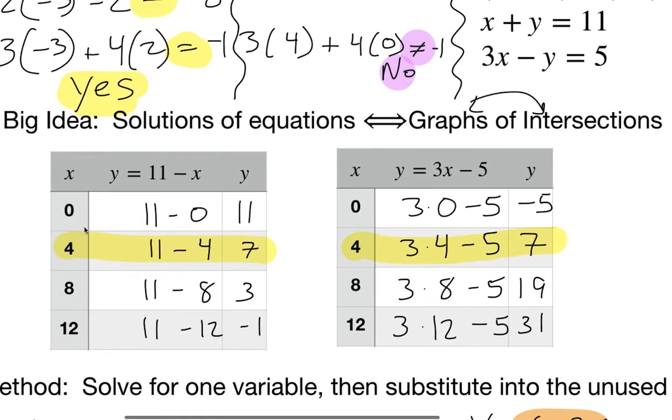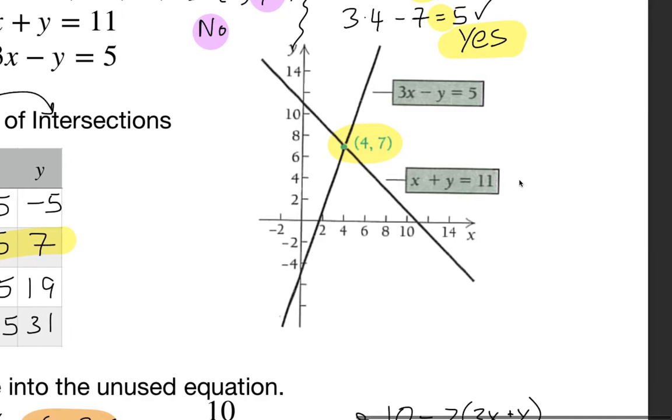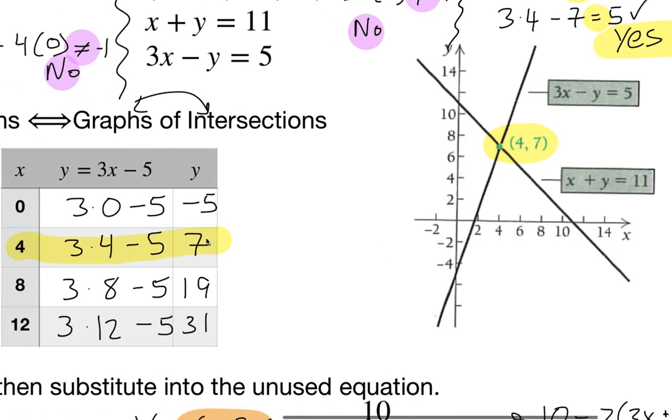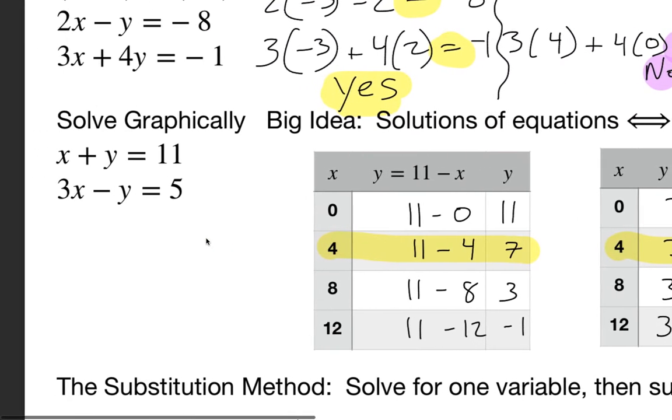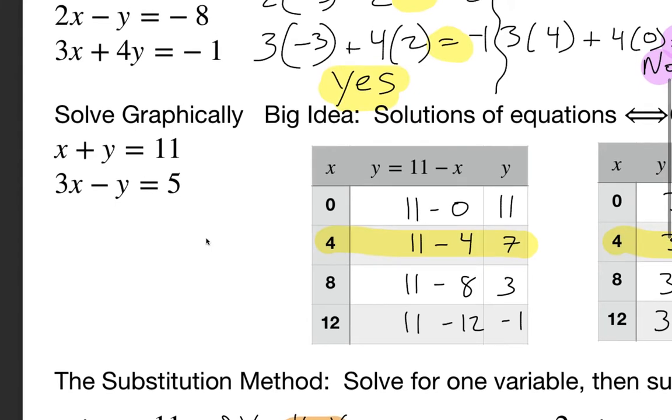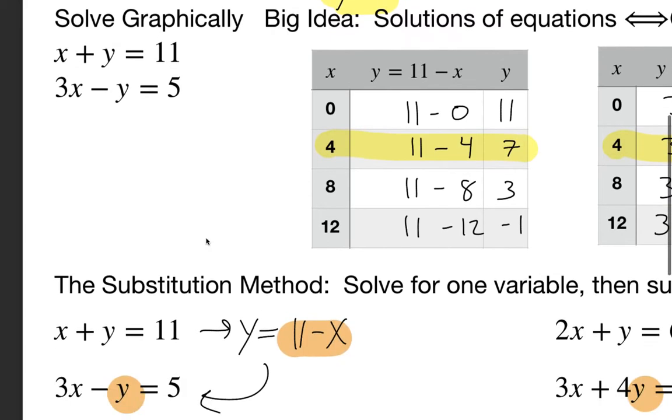Notice that if you happen to be so lucky as to choose the actual x value, this 4 right here, and the output is 7, you see that it's the same values on the table. Same values on the table, same point on the graph. There's the intersection, and it is the solution to the system of equations as well, 4, 7. So if you can graph it, then you can solve systems of equations. Anything that's easily graphable, or graphable by you, this would be one way to do it.